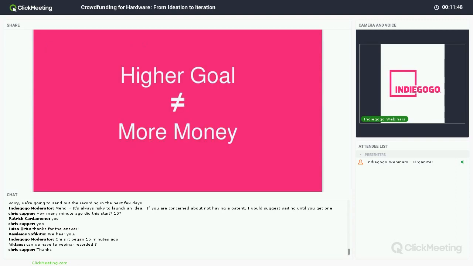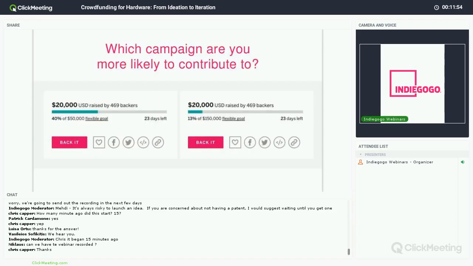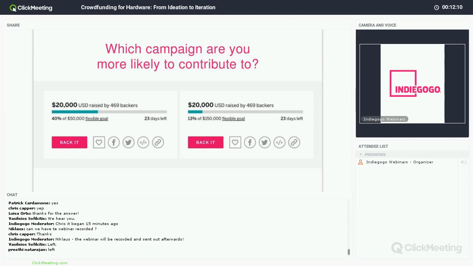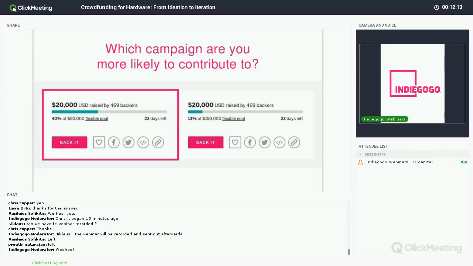For setting an attainable goal, something I really want you guys to note here is a higher goal does not equal more money necessarily. And why do we say this? Let's take a look at this quick example. So out of these two you see here, on the right and the left, which of these are you more likely to contribute to? I can give it a quick second. Cool, the one on the left, exactly, right. And why is that? It's because the bar is a little further along.